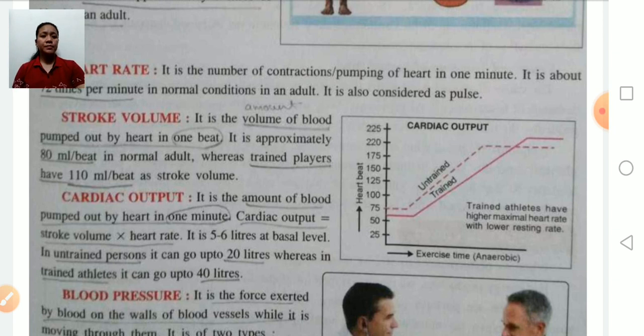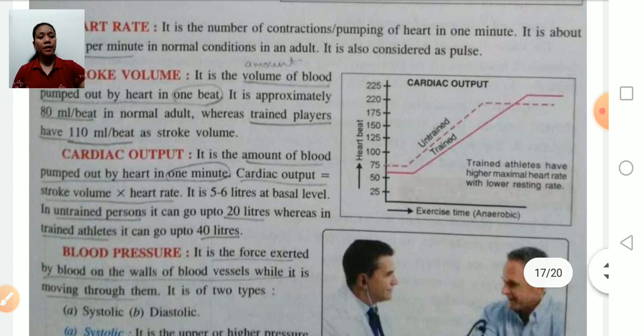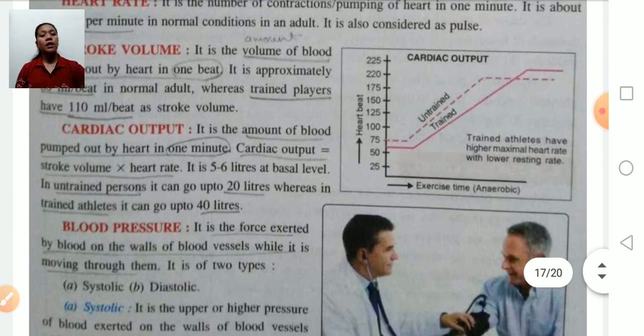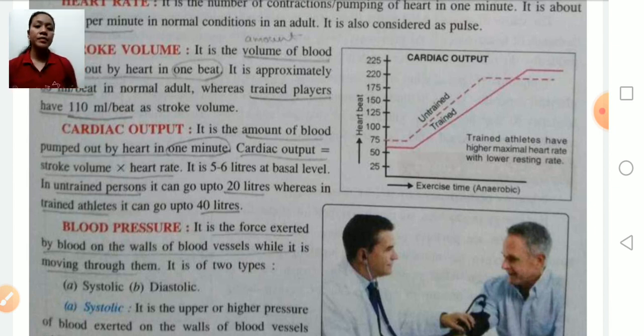Heart rate means the number of contractions of the heart in 1 minute, and stroke volume is the amount of blood pumped out by the heart in 1 beat, approximately 110 milliliters per beat. Cardiac output is the amount of blood pumped out by the heart in 1 minute. It equals stroke volume times heart rate, approximately 5 to 6 liters at basal levels. In untrained people it goes up to 20 liters, whereas in trained athletes it goes up to 40 liters of blood.